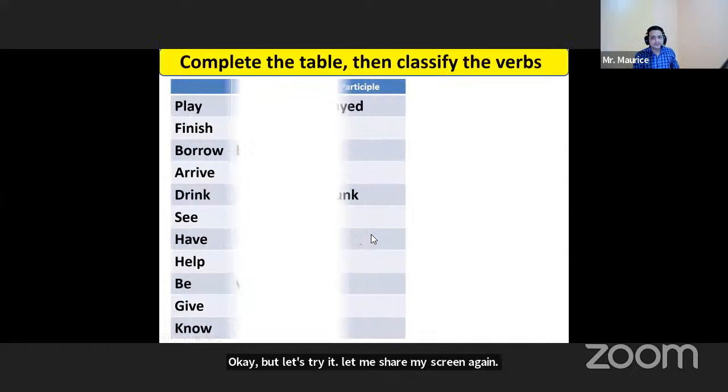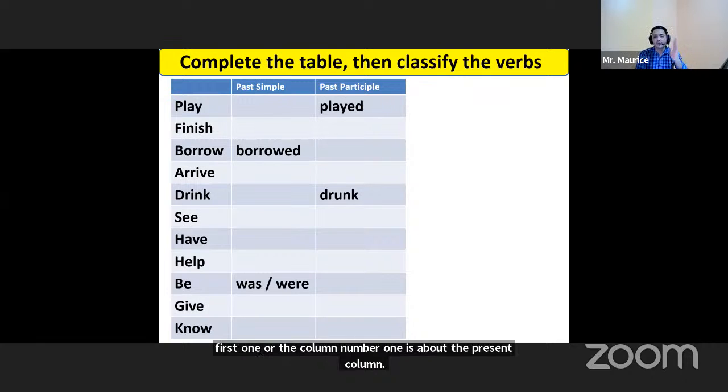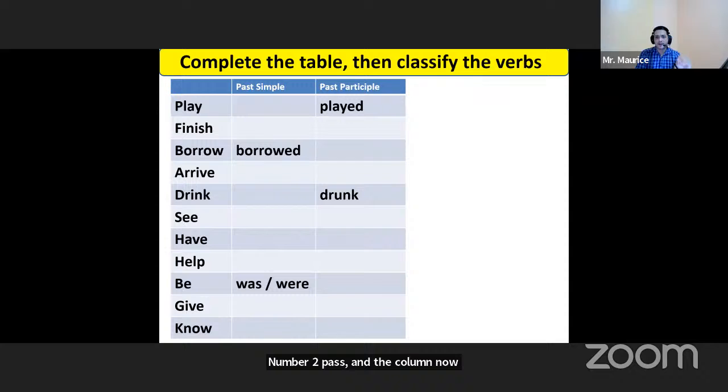Let me share my screen again. So before starting, guys, remember, in the present perfect, we need to learn as many verbs as we can. As you can see, we have three different columns. Each verb has three different tenses. The first one, column number one, is about the present. Column number two, past, and column number three is about the past participle. Okay?